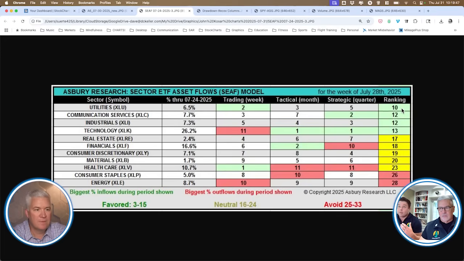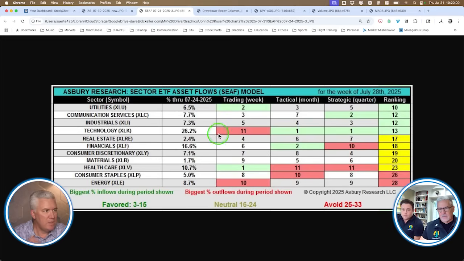Now, the last 10 or 12 weeks, technology was really leading, but has since fallen off. So we haven't found a new leader yet. And it's too early to say if technology is not going to take that next leg higher for us. But as of right now, we are seeing a little bit of weakness in technology, and SEAF is telling us that we don't have a true leader in the market.